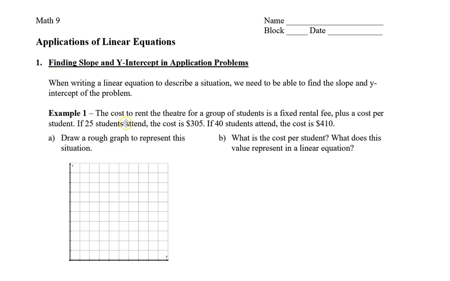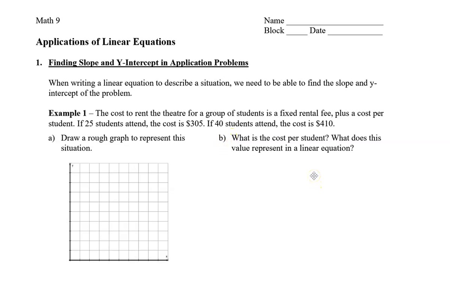So the first one: the cost to rent the theater for a group of students is a fixed rental fee plus a cost per student. If 25 students attend, the cost is $305. If 40 students attend, the cost is $410.